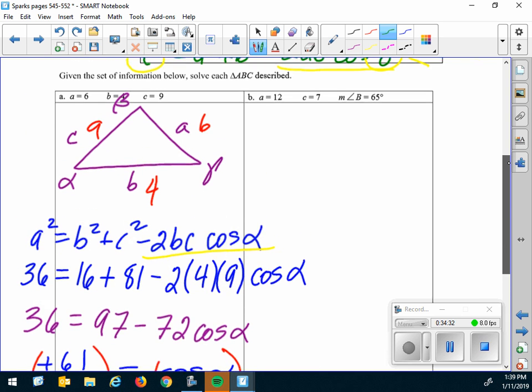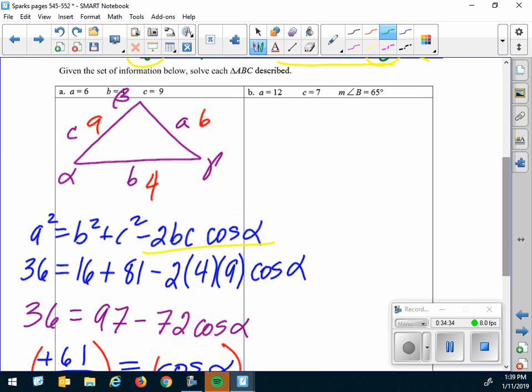Now, you know angle alpha. You cannot go back and do law of sines. You don't know enough yet for me to explain it. I just need you to trust me that if you start with law of cosines and then you go back to law of sines, most of the time it works, but not always. Sometimes it will give you the wrong angle. Once you start with law of cosines, you stay with law of cosines.